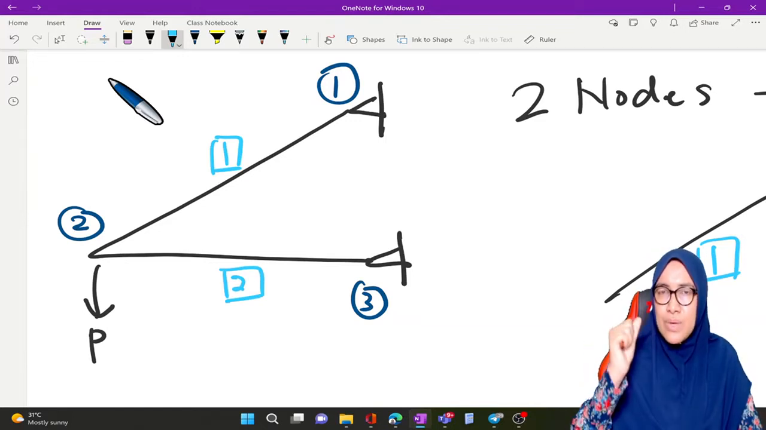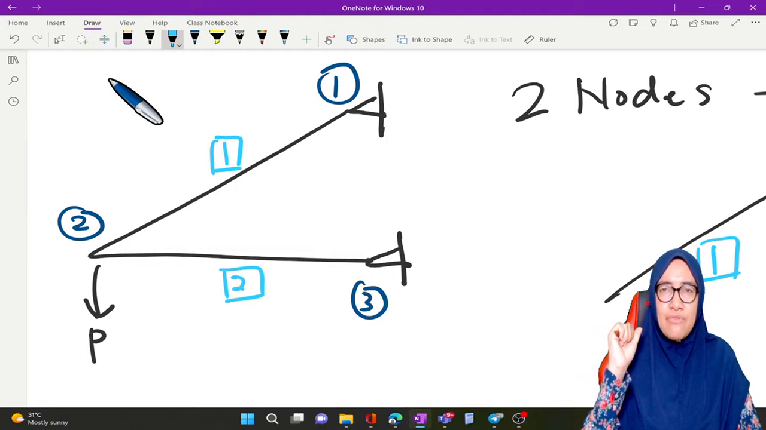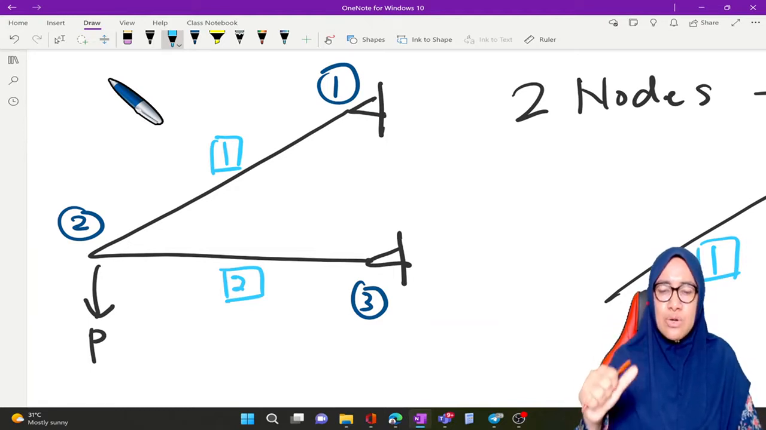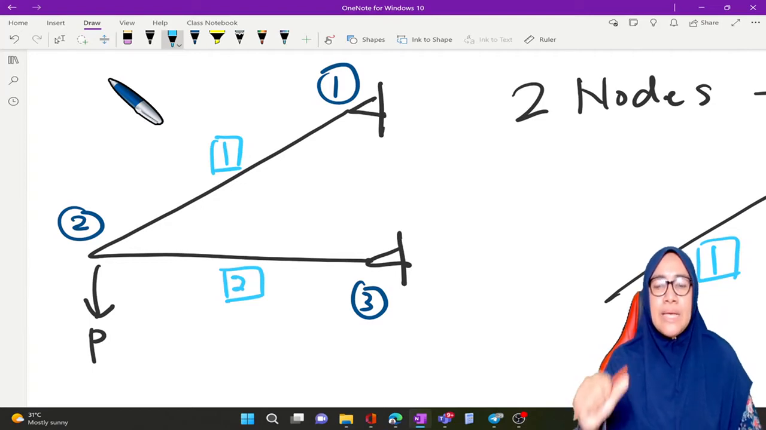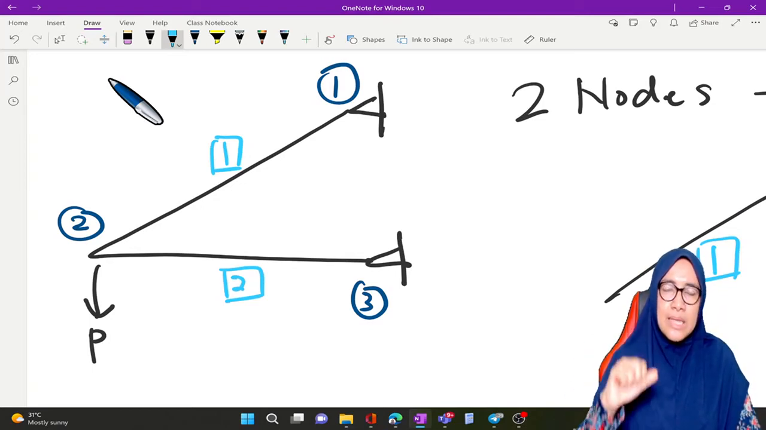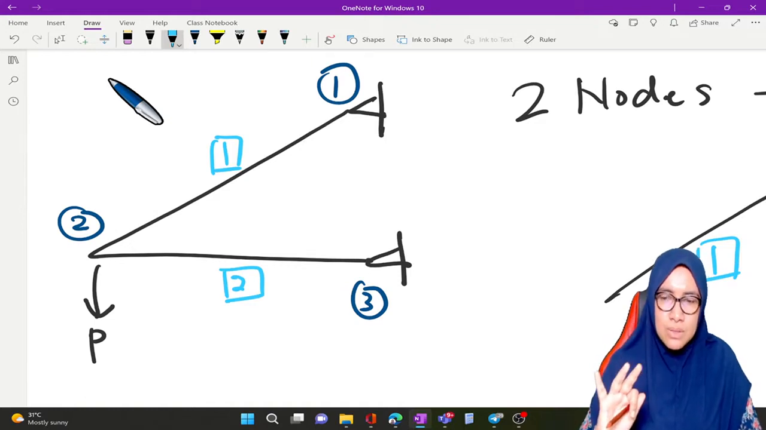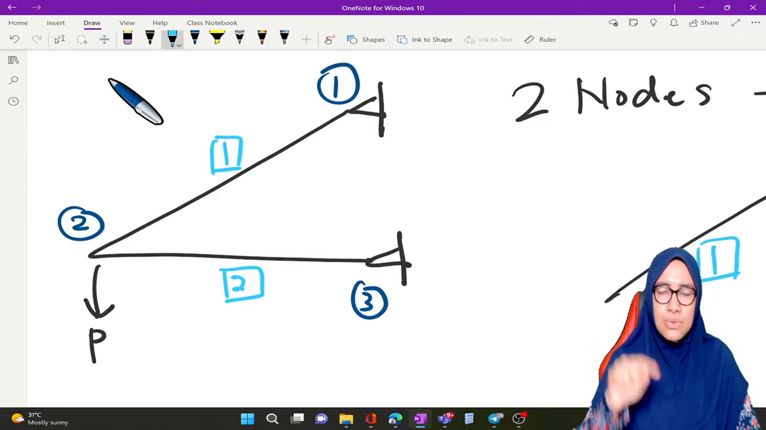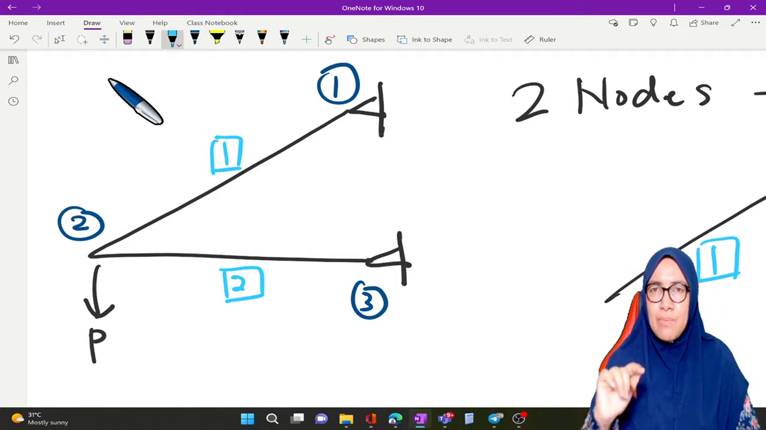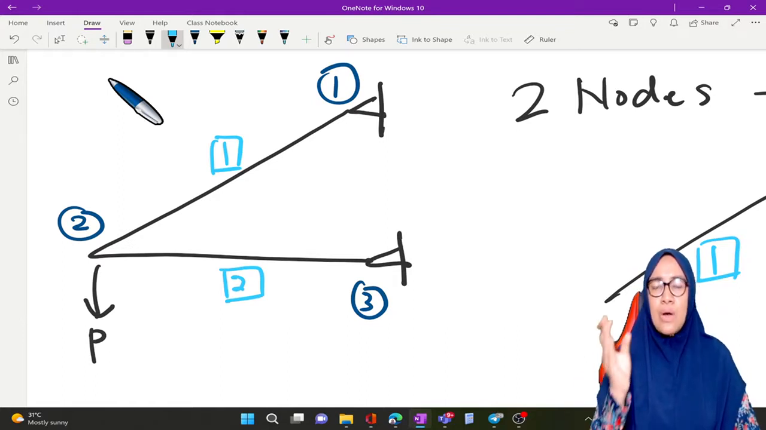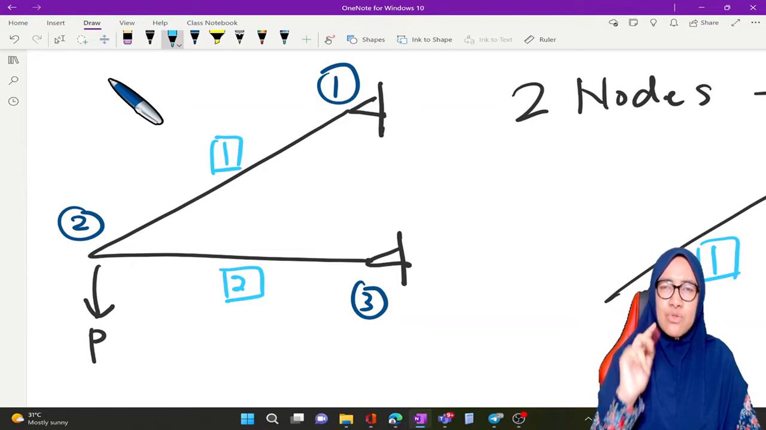Start with identifying nodes. What is a node? It is a joint. So in this truss, there are 3 joints represented by 3 nodes: node 1, node 2, node 3. And remember, we have to divide this truss into elements. How many elements? We have 2 elements.